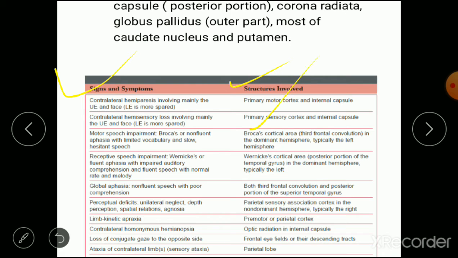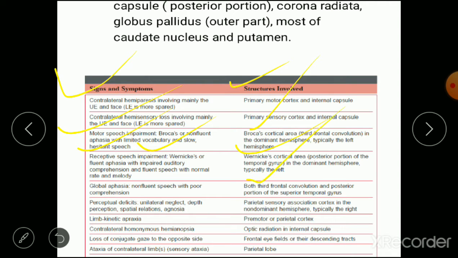Second is primary sensory cortex and internal capsule involvement. The features are contralateral, that is opposite side, hemisensory loss, that is loss of sensation, and it involves the upper extremity and face. Same, the lower extremity is intact. The third is if Broca's area is damaged, so a motor speech impairment, Broca's aphasia, is present. That is also known as non-fluent aphasia. In that there is limited vocabulary, slow speech and hesitant speech.